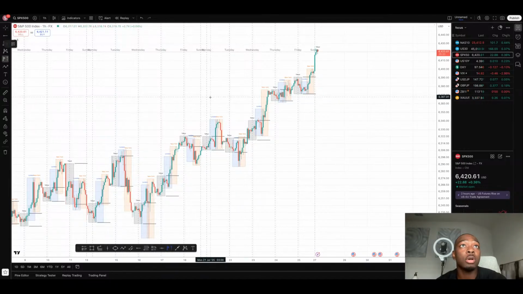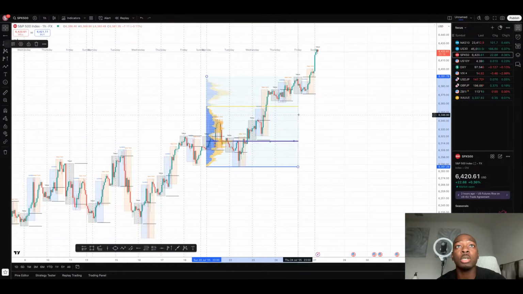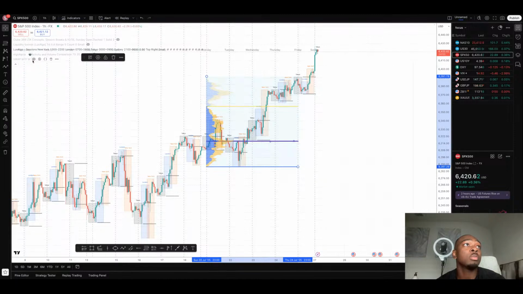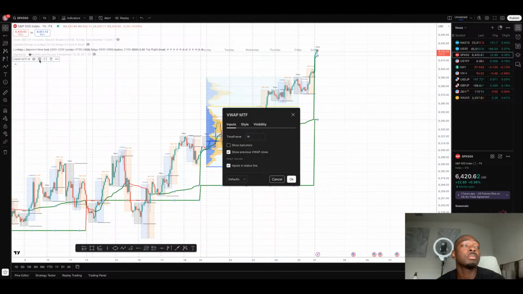Again, I use this on all of my indexes. On gold, this doesn't really work as well, but for indices, it definitely works. So we're going to see how this reacts. I want to see some movement. I want to see where volume lies, and I didn't even mention this, but I also use one more thing when it comes to volume, which is just a VWAP. It's a volume indicator, but it's for the weekly time frame.